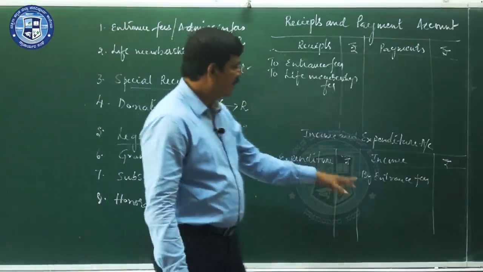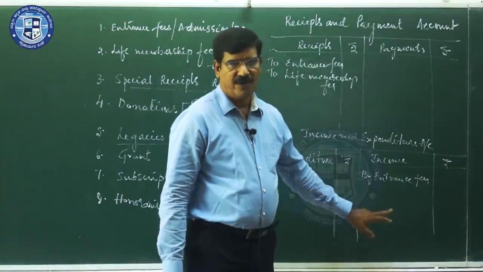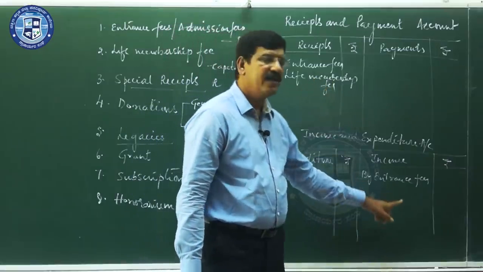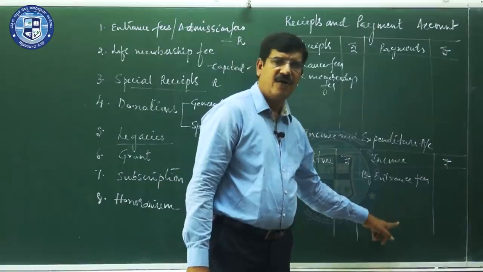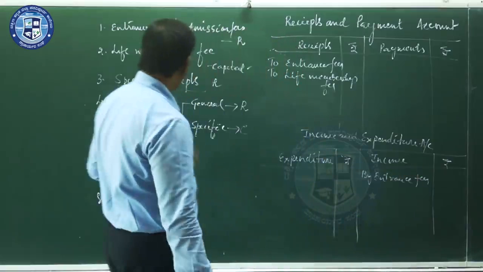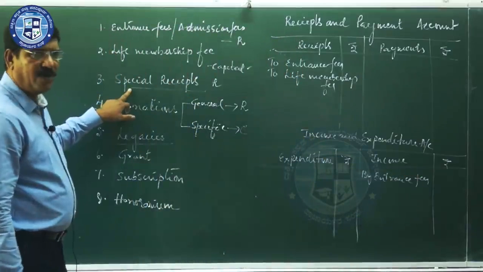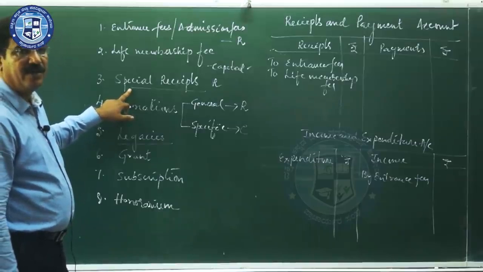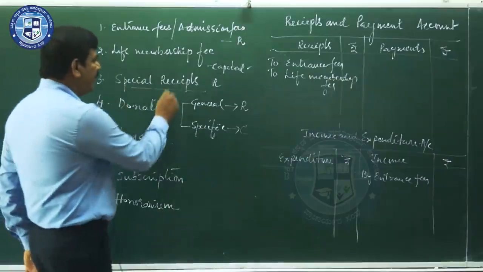So do we need to write it in the income and expenditure account? No, because it is capital in nature, that's why it is not recorded in the income and expenditure account, it is recorded in the balance sheet. And the third important item or term used in a not-for-profit organization's financial statements is special receipts.